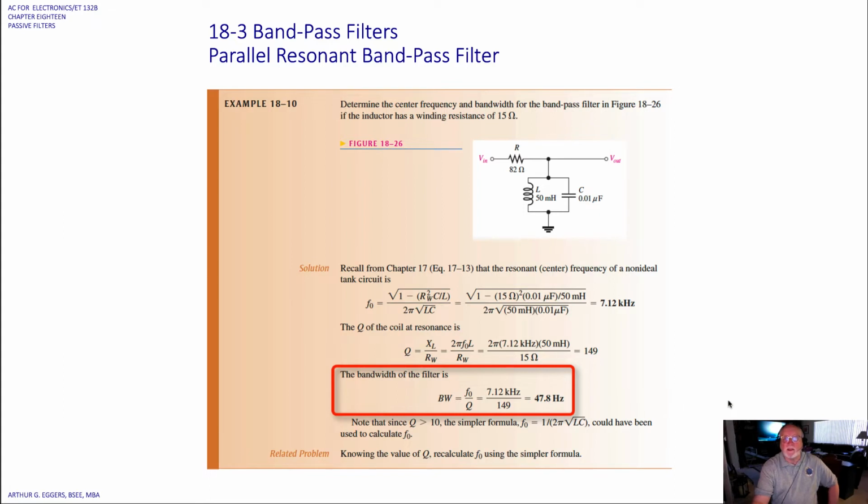Not very wide if you think about it. You know, a lot of times we get a bandwidth in the thousands, the kHz range. This one is a very narrow 47.8. So we've got a very narrow bandwidth here that we're looking at.